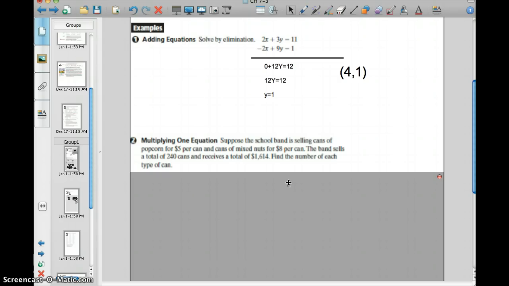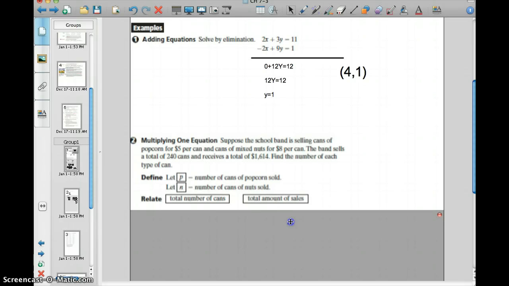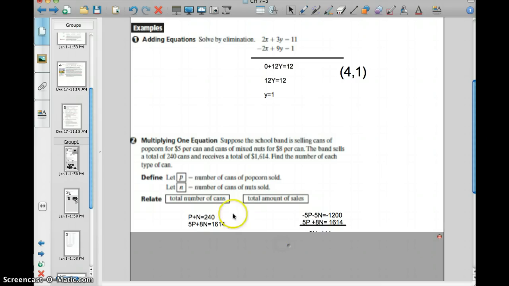Well, let's write our two equations first. That's the first thing we need to do. We know the number of cans is 240. So the number of popcorn cans plus the number of mixed nut cans has to equal 240. You want to be sure to identify your variables. In this situation, I'm going to use P for popcorn and N for mixed nuts. So my first equation is P plus N equals 240. My second equation is the money value, because $5 times the number of popcorn plus $8 times the nuts is going to give me 1614, which is what we were told in the problem.